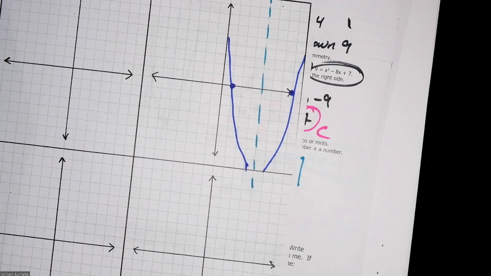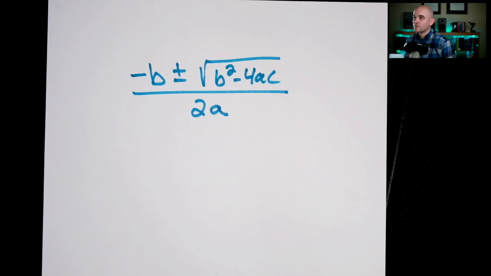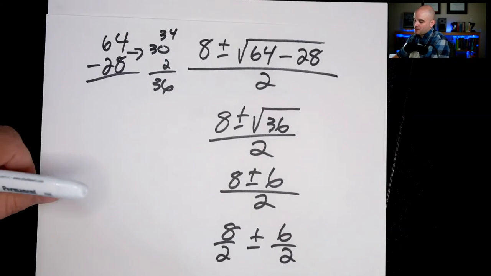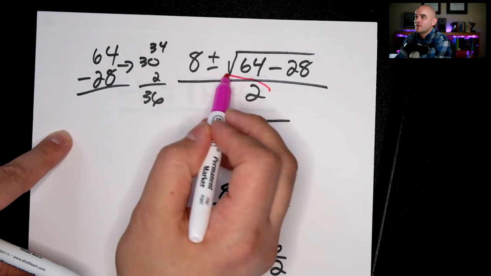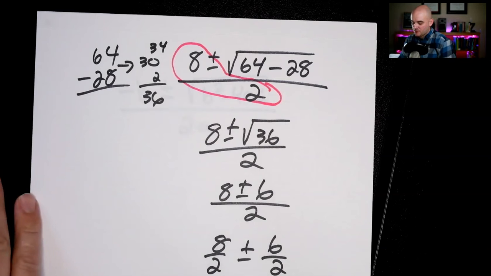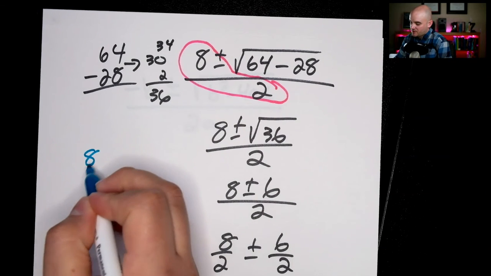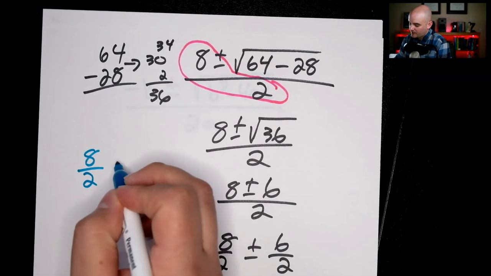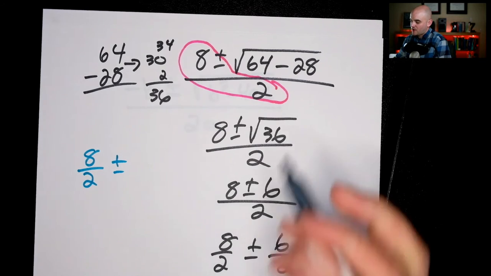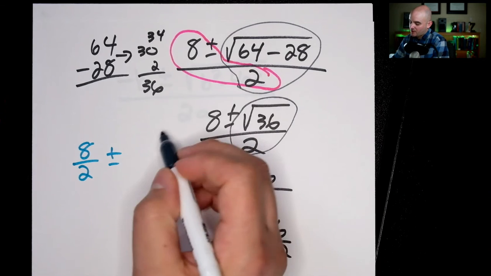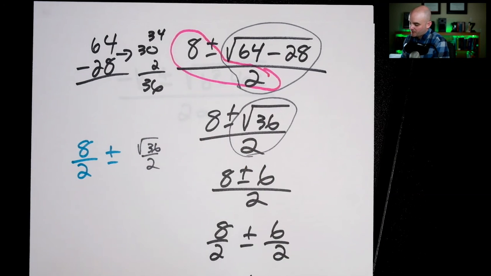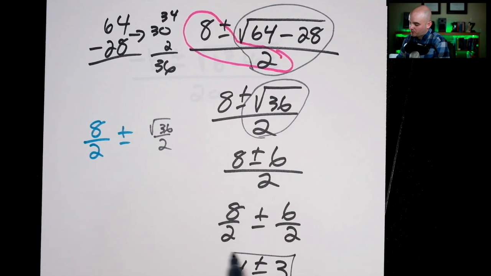Now, let's look at the equation. If I take this equation right here, the quadratic formula, I can split it up from the get-go. Notice on the last problem, this is what we had when we put it into the quadratic equation, right? I could say this part right here is one fraction. So I get 8 over 2 plus or minus this other part, which would give me the square root of 36 over 2. And this would all simplify to 4 plus or minus the square root of 3.